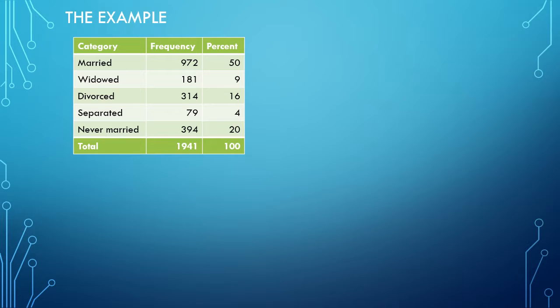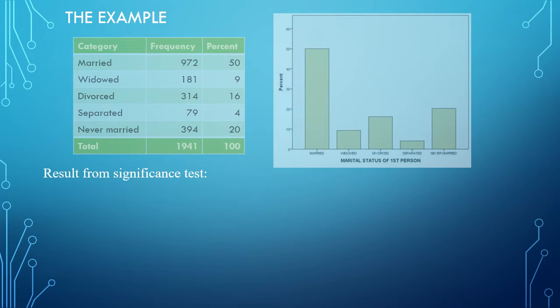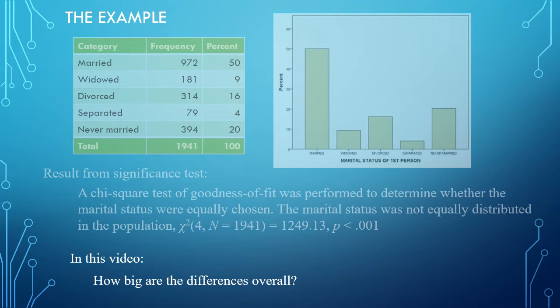Now, in previous videos, I've been working with an example about marital status, and these were the results from a survey. We also visualized those in a nice bar chart and also performed the Pearson chi-square test of goodness of fit. And that one was significant. It was below 0.001, which indicated that they're not equally distributed. How to perform that test? There's a separate video on that as well. In this video, we're going to have a look at, okay, so there are differences, but how big can these differences be classified as? And that is to some extent what effect sizes do.